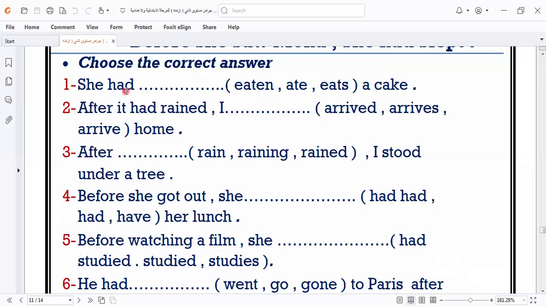Okay, here we have: she had eaten a cake. So had is followed by the past participle of the verb, so the suitable answer will be eaten.